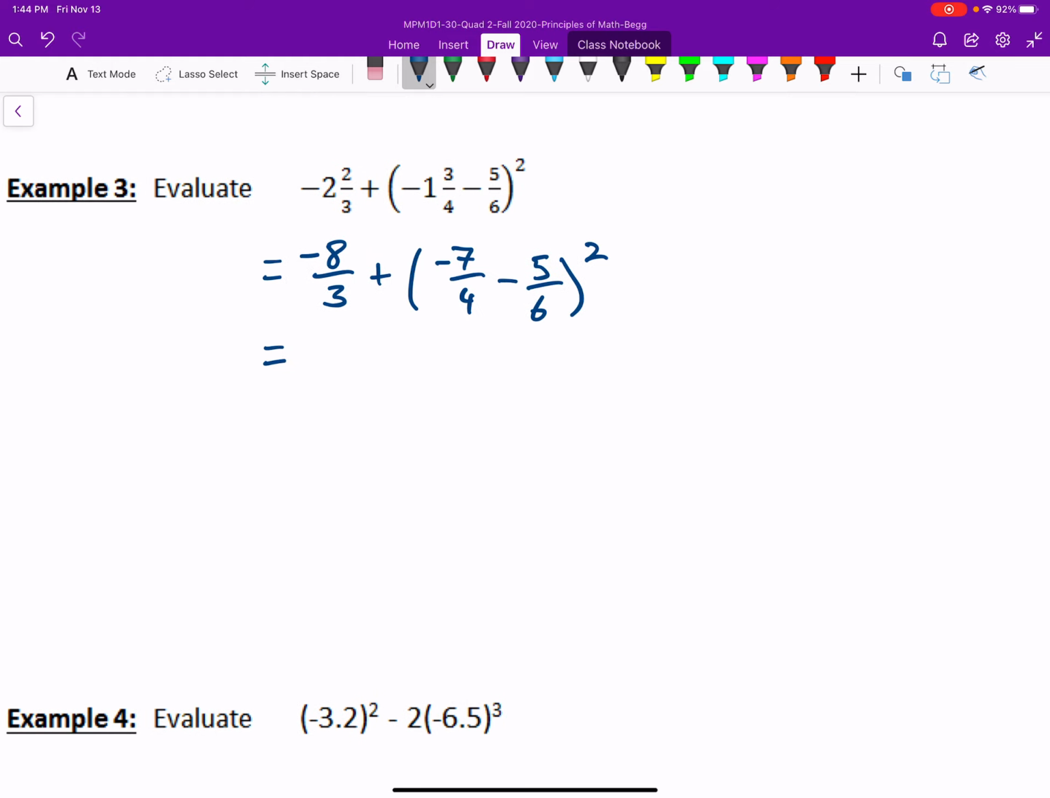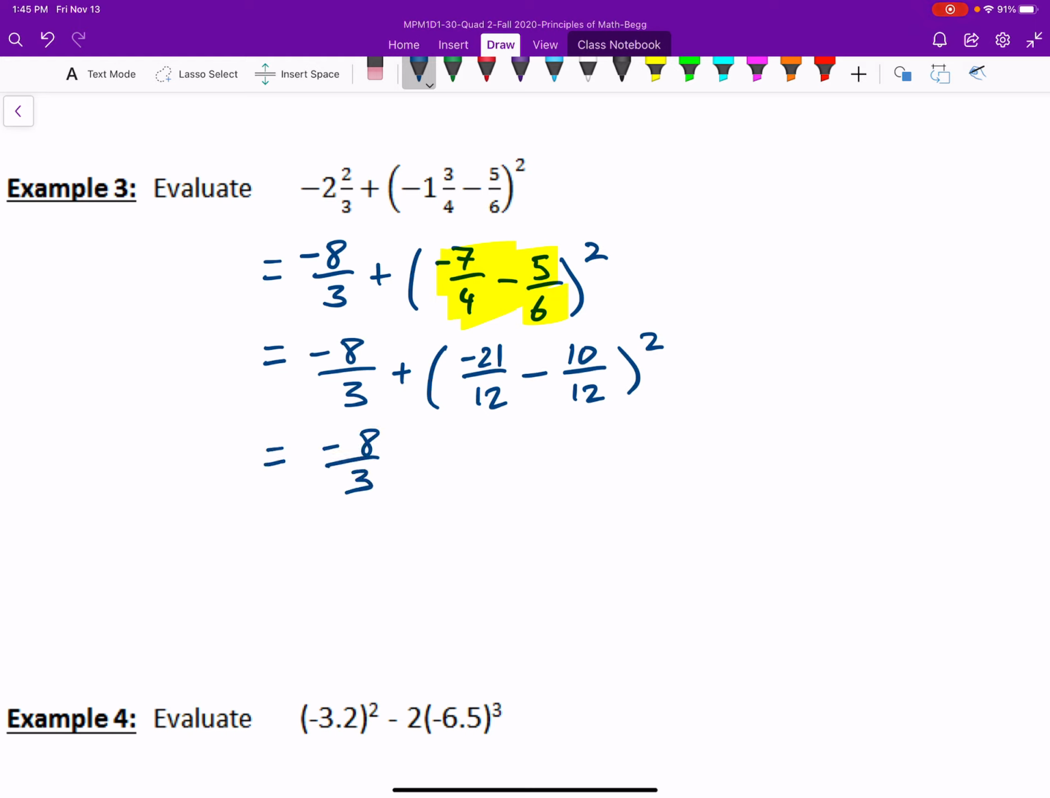Now, order of operations tells me I need to deal with what's inside the brackets first. So I'm going to have to add, well, subtract in this case, those two fractions. I'm going to need to work with this part here. That's what order of operations says to do first. So I'm not going to do anything with the negative 8/3. I can't really do anything with them. I need a common denominator. 4 doesn't go into 6, but 4 and 6 both go into 12, so that's my lowest common denominator. If I multiply the first fraction top and bottom by 3, I get negative 21 over 12. If I multiply the second fraction top and bottom by 2, I get 10 over 12. And they both have the negative signs there. That squared stays on the outside.